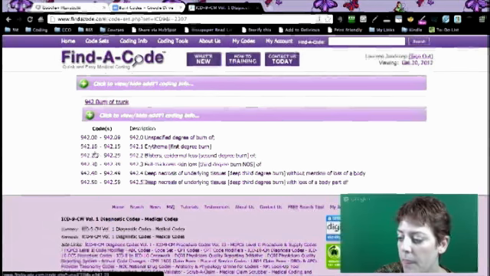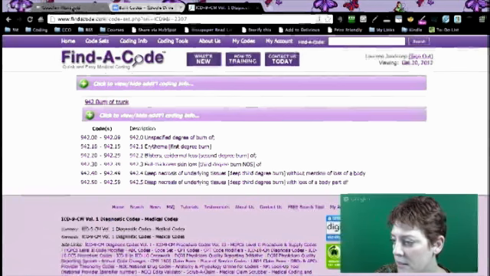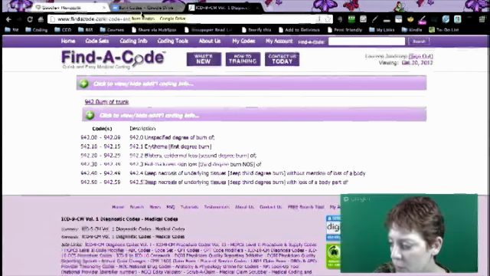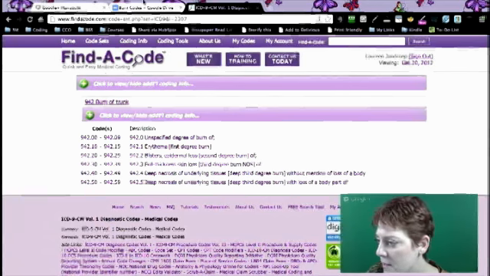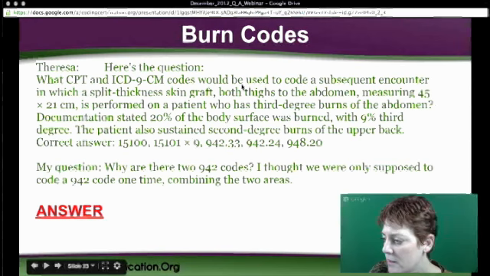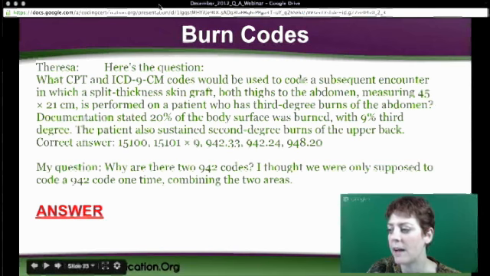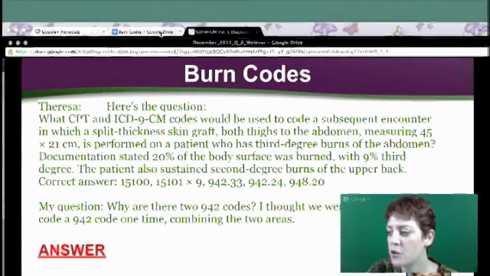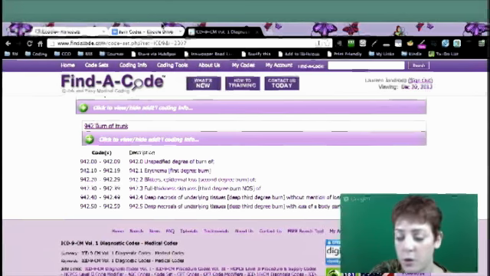So in the scenario, I think it said trunk, I don't know, two areas of the trunk. I can't remember right now. Let me see here. So we had the abdomen, and then they also had upper back. So those are both categorized to the trunk, to the category 942.